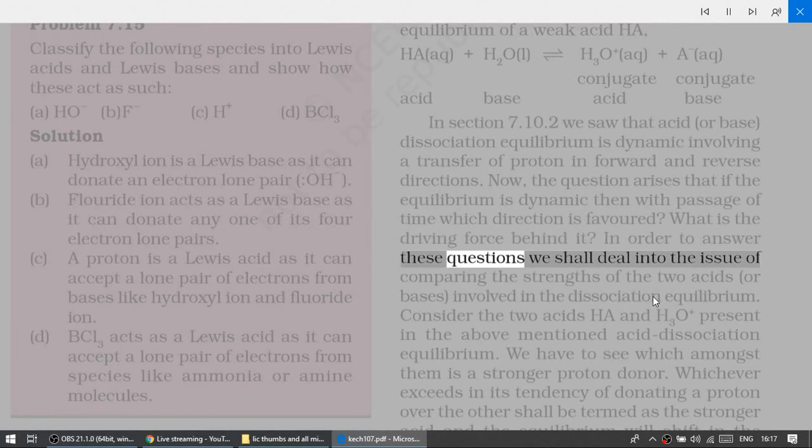In order to answer these questions, we shall delve into the issue of comparing the strengths of the two acids, or bases, involved in the dissociation equilibrium. Consider the two acids HA and H3O+ present in the above-mentioned acid dissociation equilibrium. We have to see which amongst them is a stronger proton donor. Whichever exceeds in its tendency of donating a proton over the other shall be termed as the stronger acid, and the equilibrium will shift in the direction of the weaker acid.